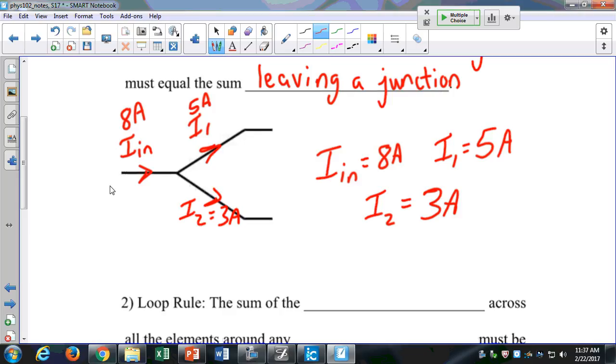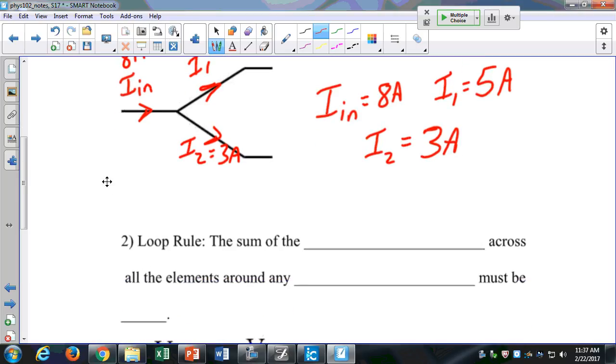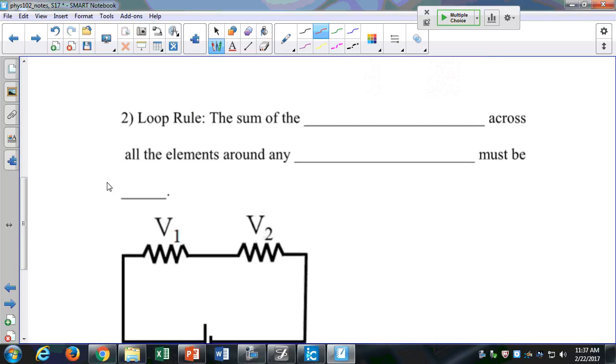The loop rule, we've seen the junction rule. That was like rule number 4 for parallel circuits. The loop rule is also seen. We saw it for series circuits. The loop rule says that the sum, I'm going to write it a little bit differently, the sum of the potential differences, or I should say the sum of the voltages, across all elements around any closed loop. Doesn't even have to be the entire circuit, but just any loop within the circuit must be equal to 0.